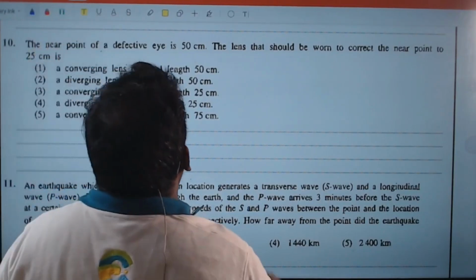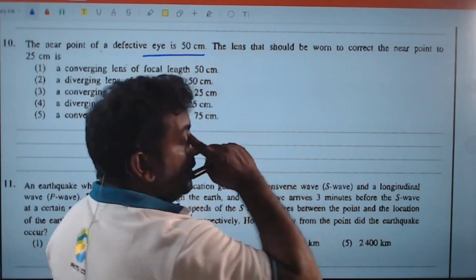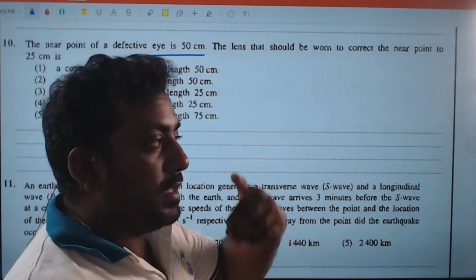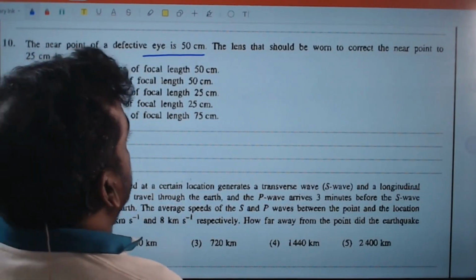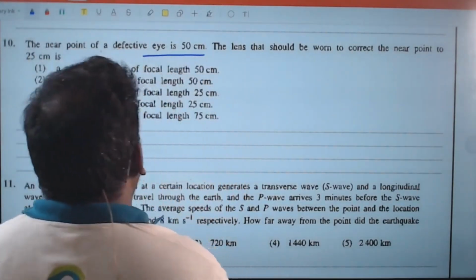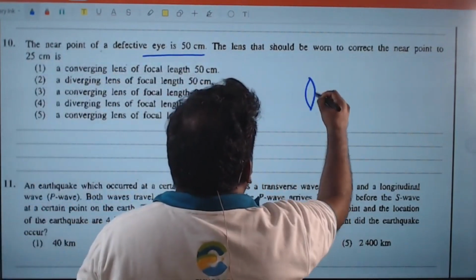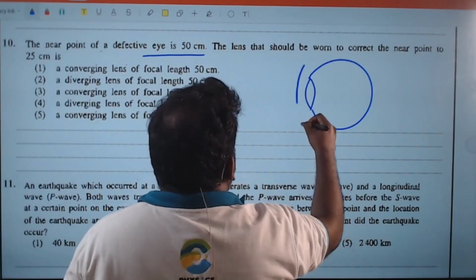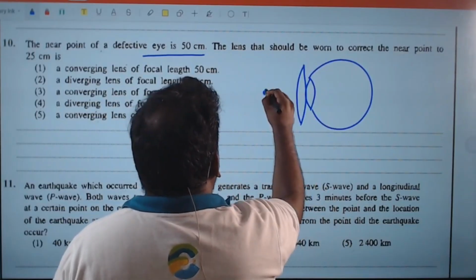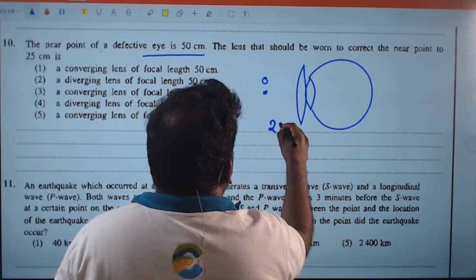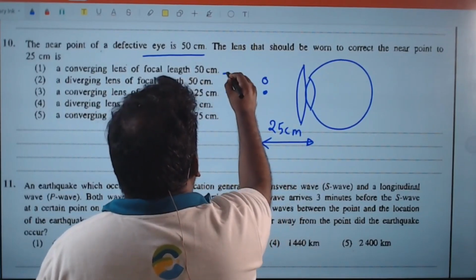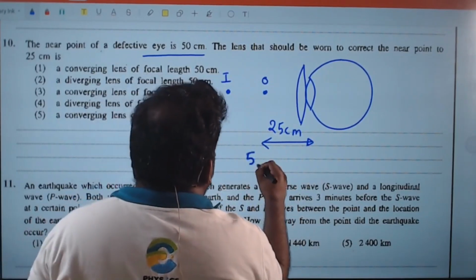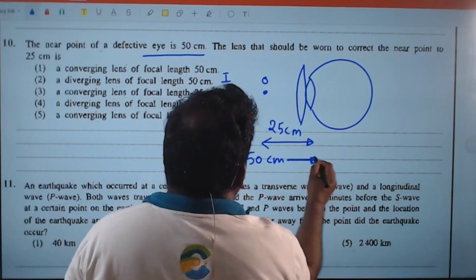The near point of a defective eye is 50. Normally the near point should be 25. He is far away, that means long sighted. What lens should be worn to correct the near point to 25? Long sightedness is corrected by a convex lens. The object is kept at 25, and the image is formed where the eye can see. Where can the eye see? I can see at 50 centimeters.